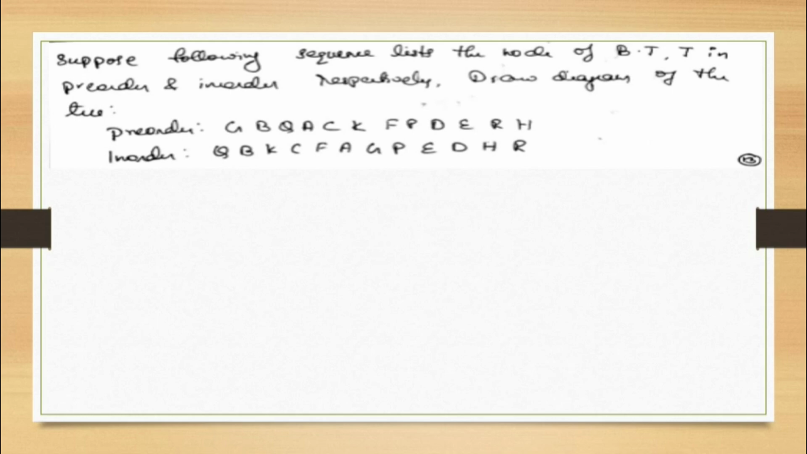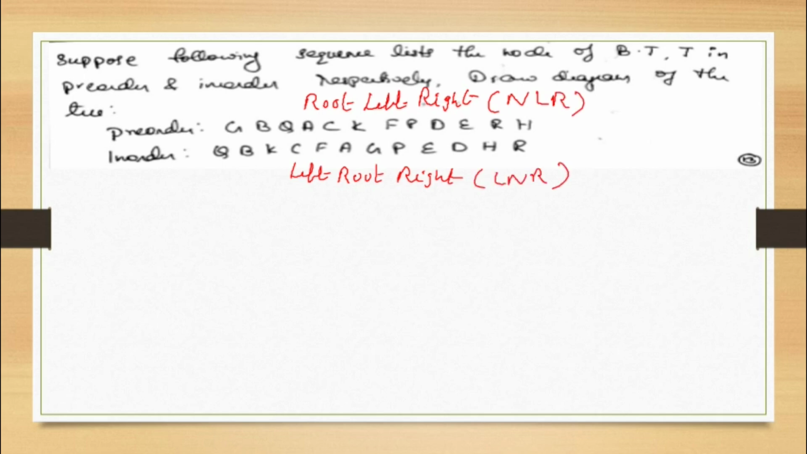According to the pre-order, we visit the root first, then we visit the left, then we visit the right. According to the rules of the in-order, we visit the left first, then we visit the root, then we visit the right. It's nothing but NLR, and then LNR. So using these two concepts, we are supposed to draw our tree.